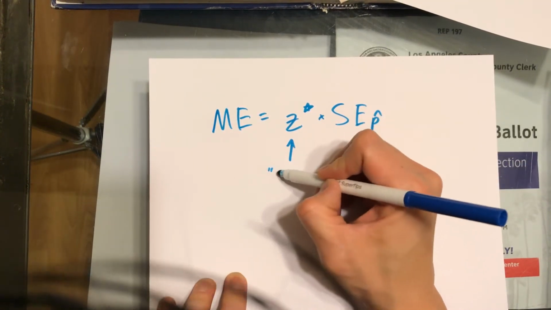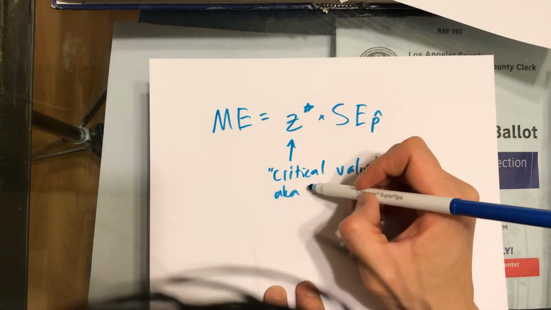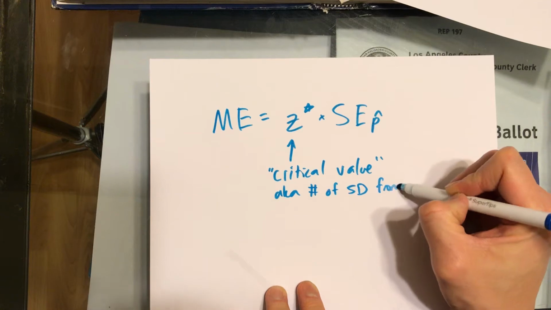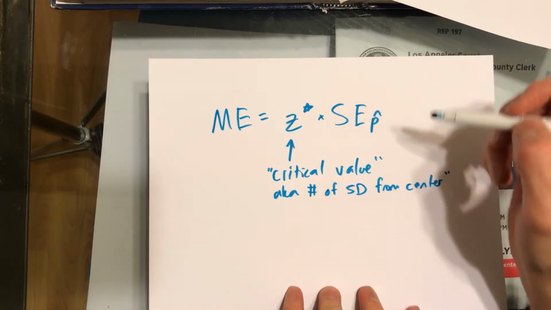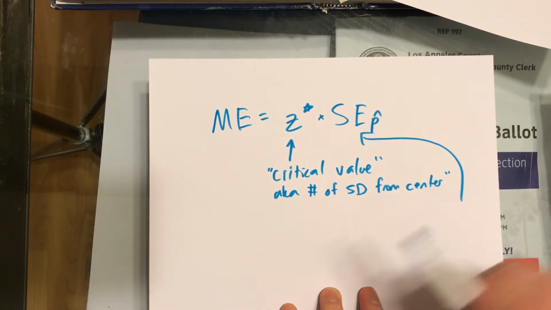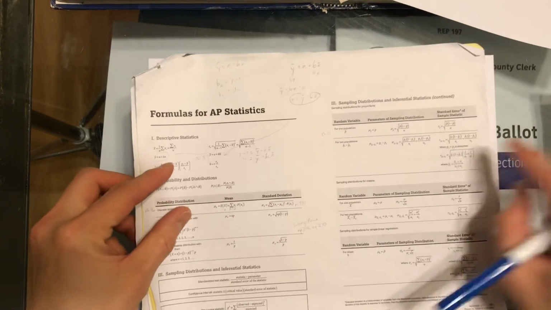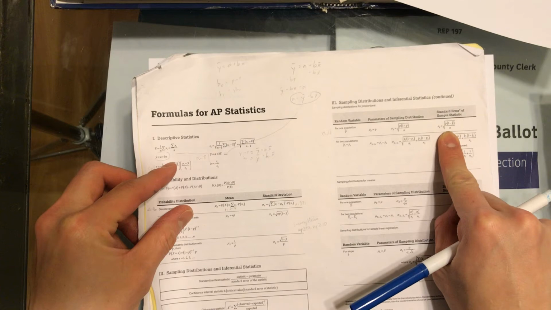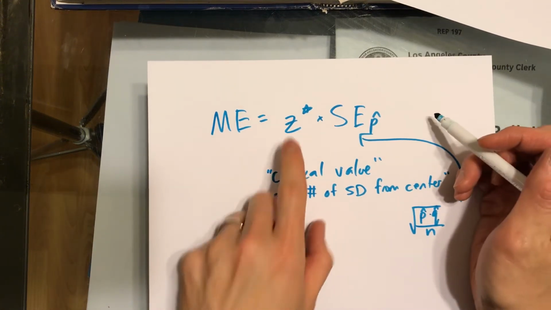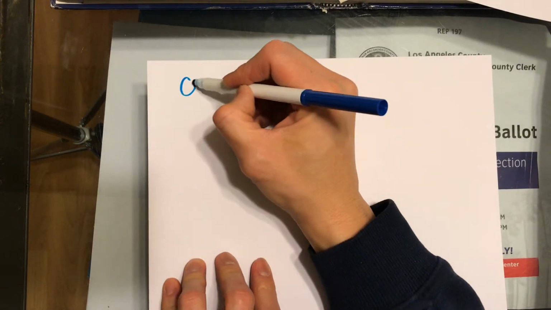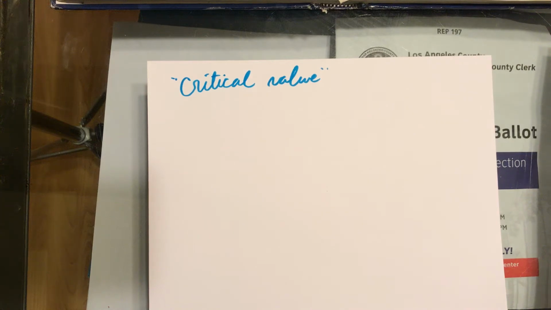This is our first introduction to what we call a critical value, okay? Which is AKA number of standard deviations from the center, okay? And this guy, you guys know this. This is on your formula sheet, right? This is the square root of p hat times q hat over n. We did this in chapter 18. It should be this thing right here. Okay, so let's talk a little bit more about this critical value. And don't worry, we'll come back to the problem. Yeah, it's in your textbook somewhere. You can flip through and find it.